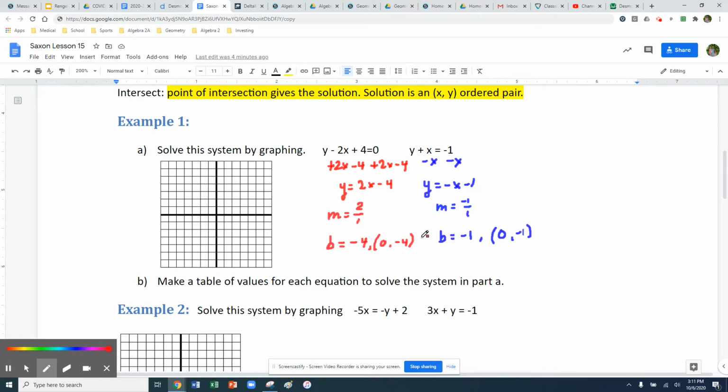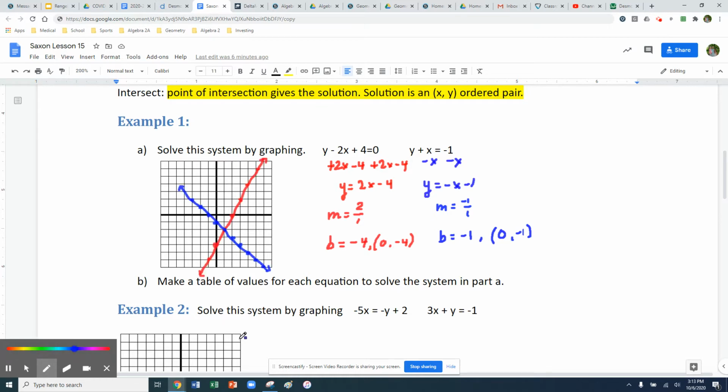Once we have both in slope-intercept form, we will find the slope, and I already wrote the slope as a fraction so we can see the rise over the run, and find our y-intercept. So the b value is negative 4, which means that it's crossing the y-axis at 0, negative 4. Over here, we got a slope of negative 1 over 1, and then our b value is negative 1, so our y-intercept is 0, negative 1. Only thing left to do is to graph, and then when I get back, we'll talk about the point of intersection.